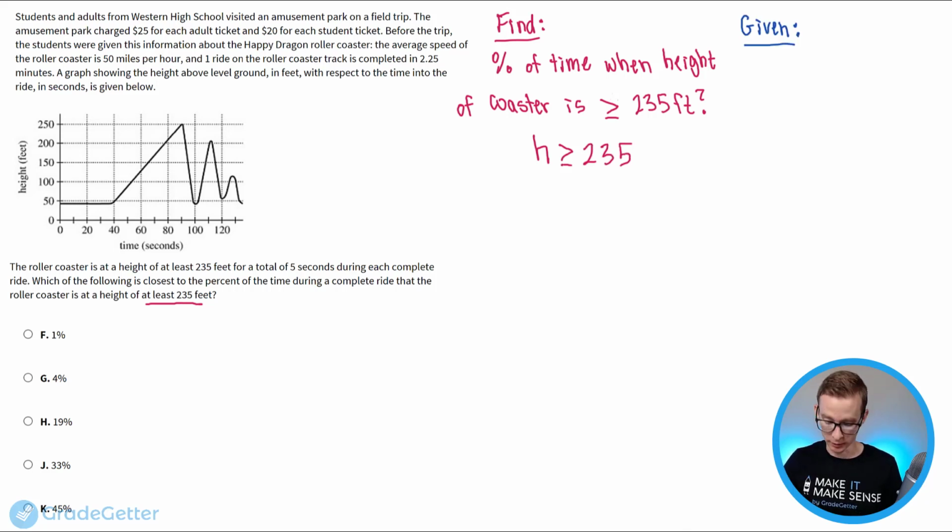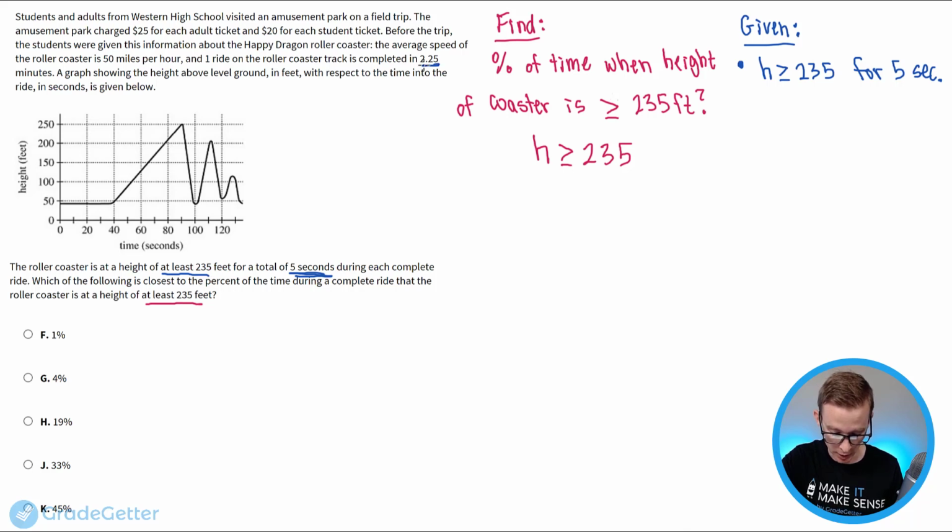Next, let's write down what we're given. Well, it actually tells us how long the roller coaster is at a height of at least 235 feet. See, it says here at the start that it's at a height of at least 235 feet for a total of 5 seconds. So I'm going to write that down. So if it's at this height for 5 seconds during the whole ride, how long is an entire ride? Well, they also give us that information up at the top. They say that one ride is 2.25 minutes. So I'm going to write that down as well.